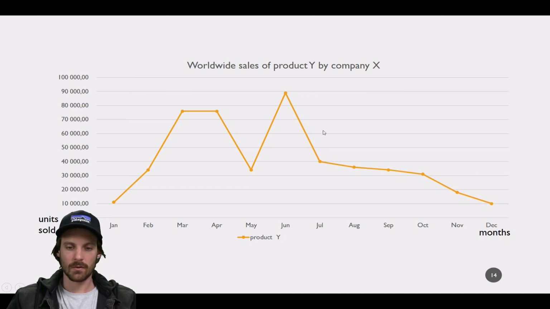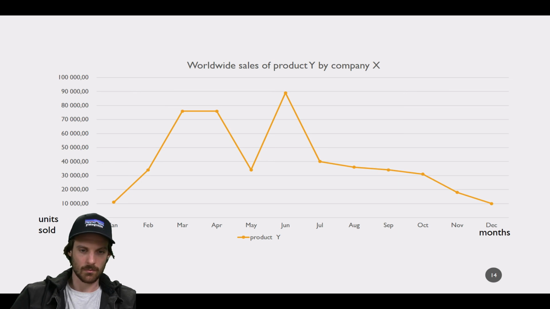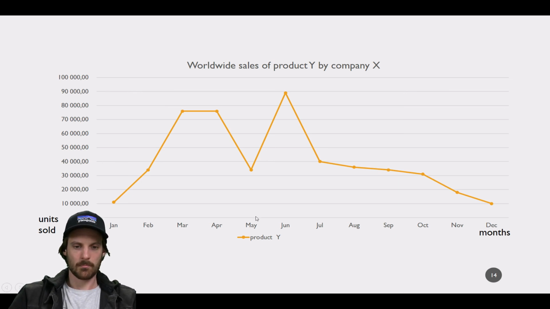Words we can use here, of course, I used here: plummet. If we want to describe May, for example, in May 2017, 35,000 units were sold, and from May until the beginning of June, sales skyrocketed, or sales increased extremely, and peaked at 90,000 in the beginning of June.